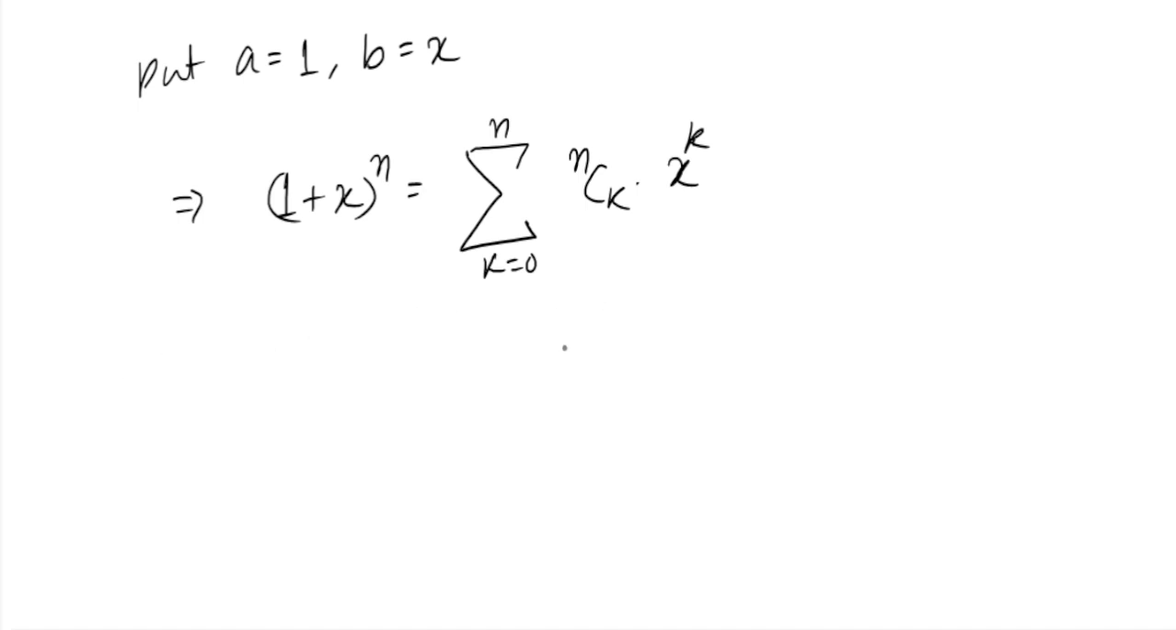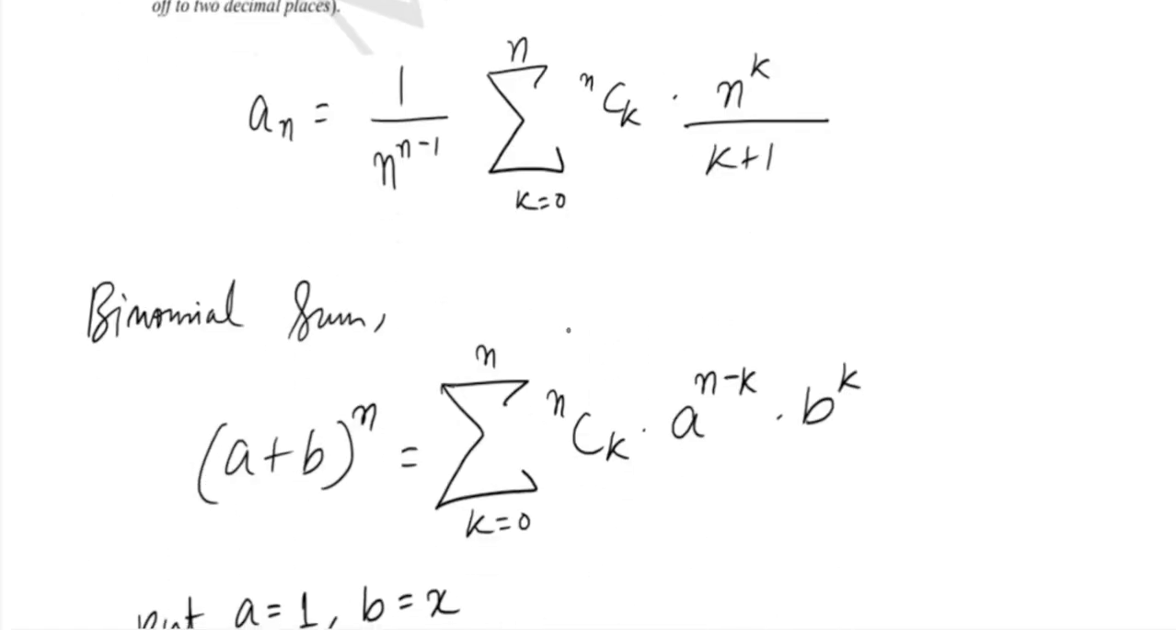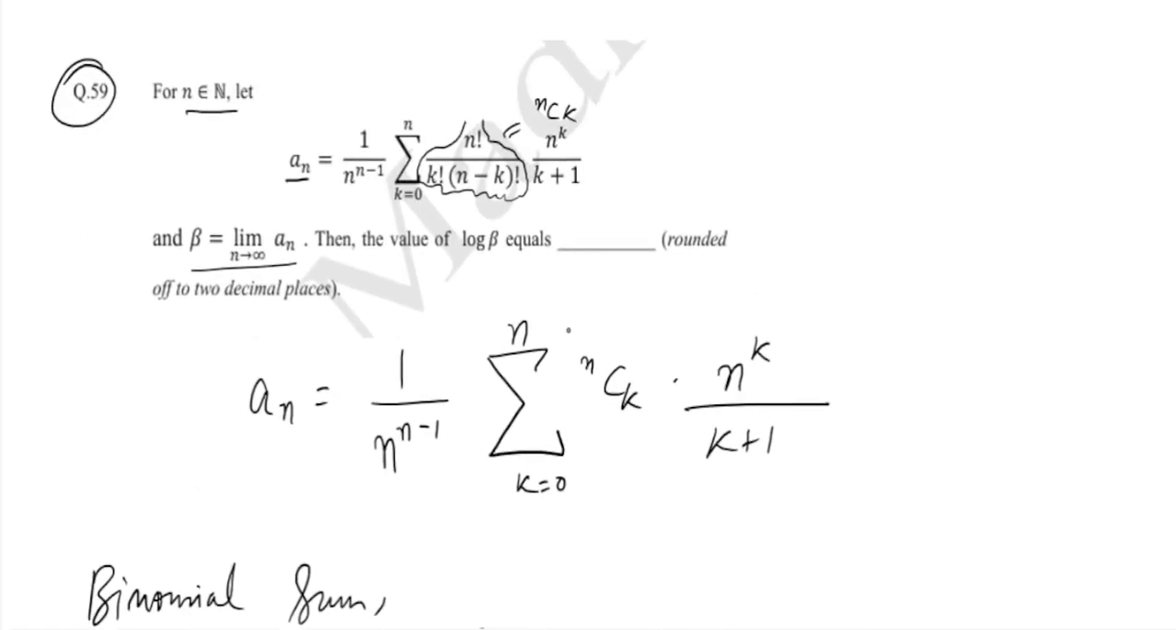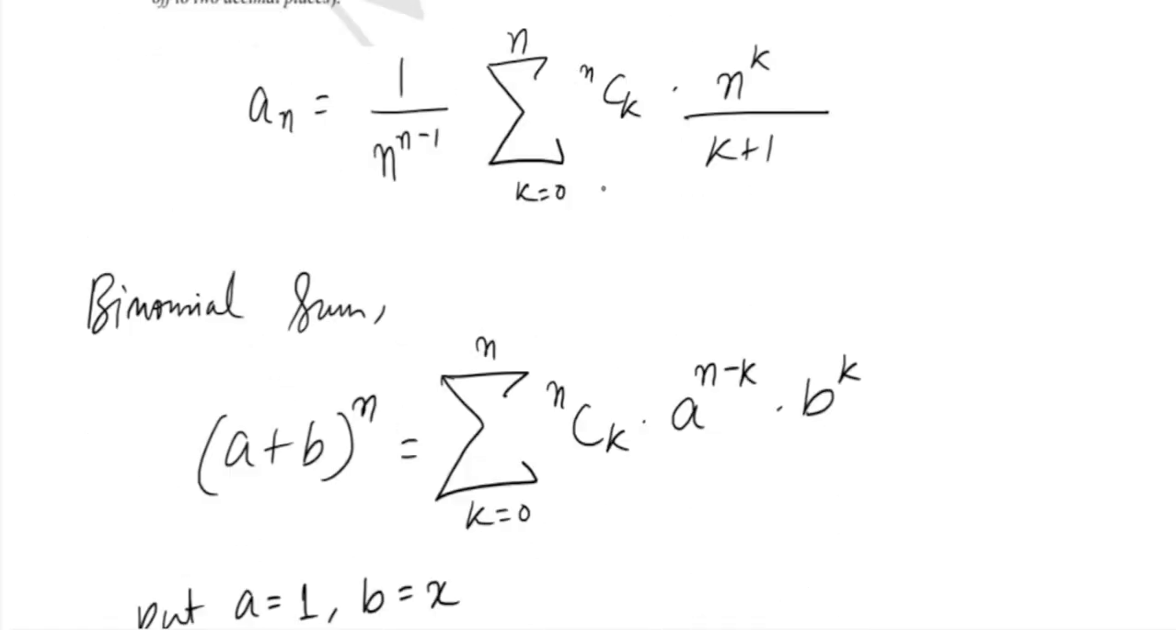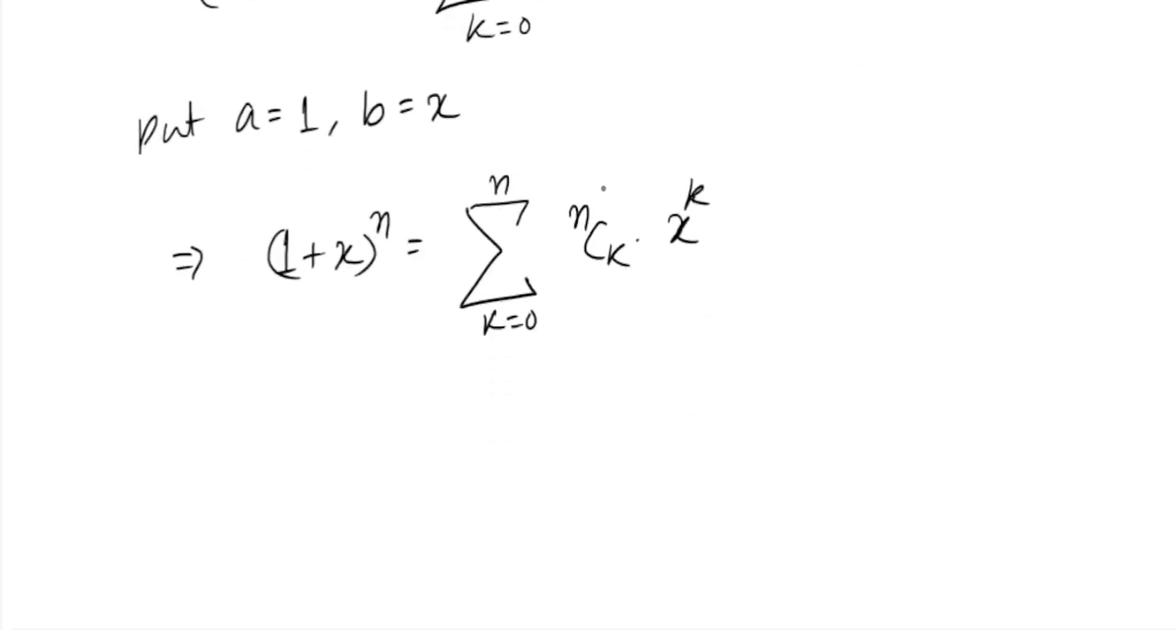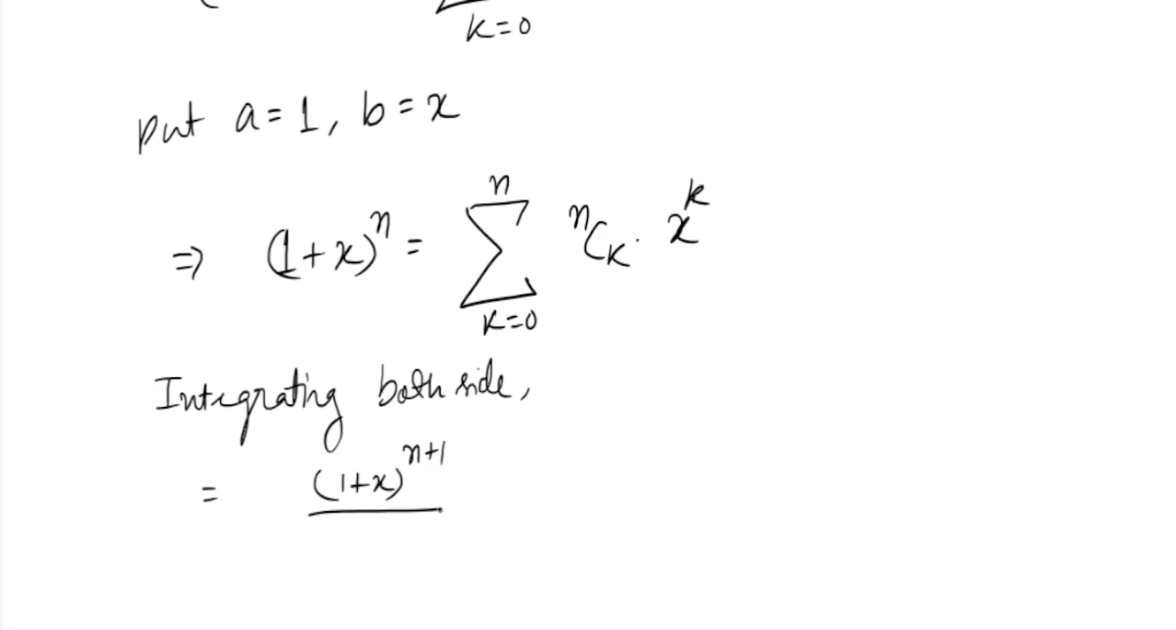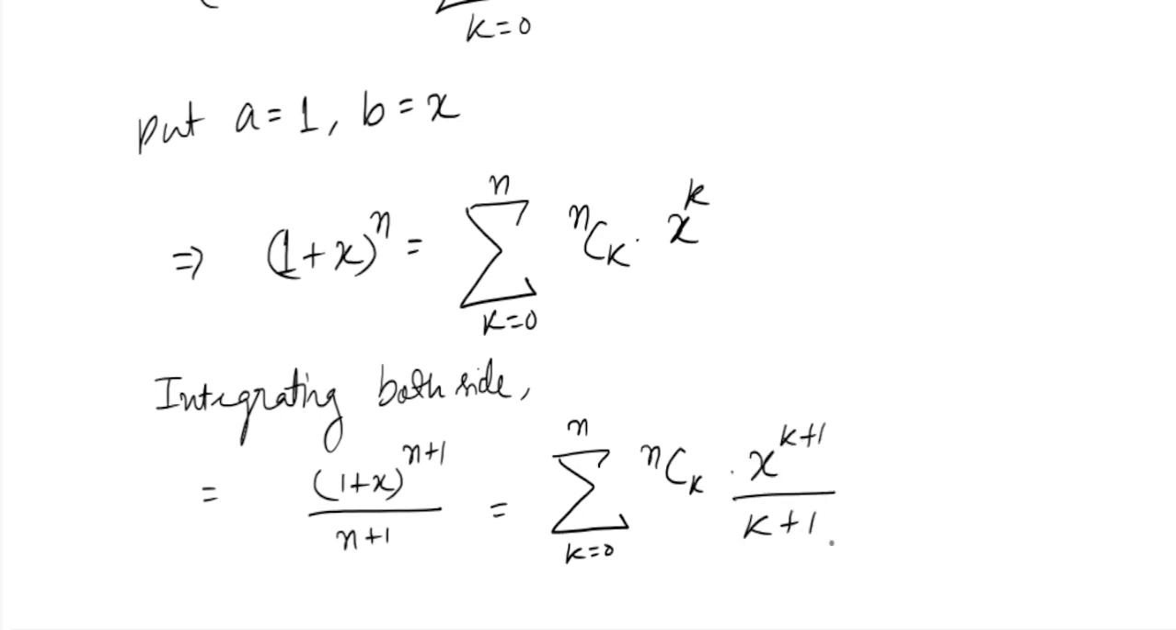Now in this expression we need the denominator term k plus 1. So we try to integrate both sides. After integrating both sides of our expression, we get (1 plus x) to the power n plus 1 upon n plus 1, and on the right hand side, integration of x to the power k gives x to the power k plus 1 over k plus 1.